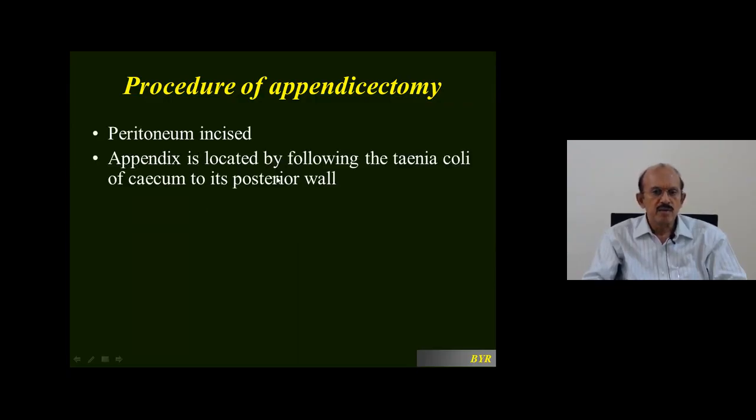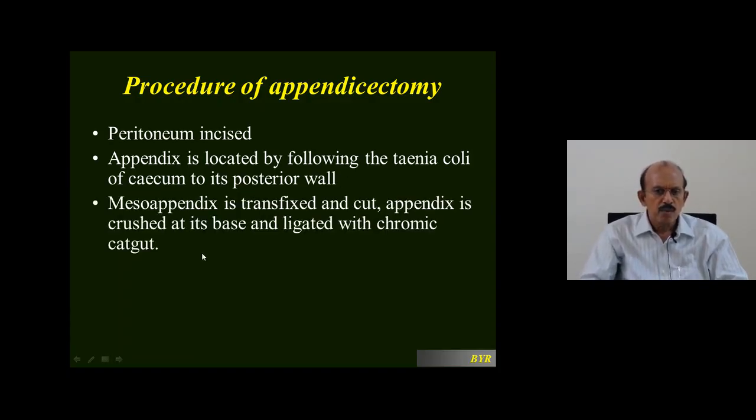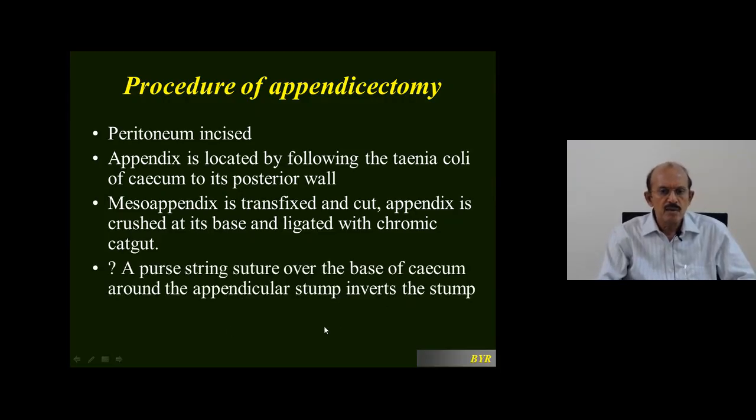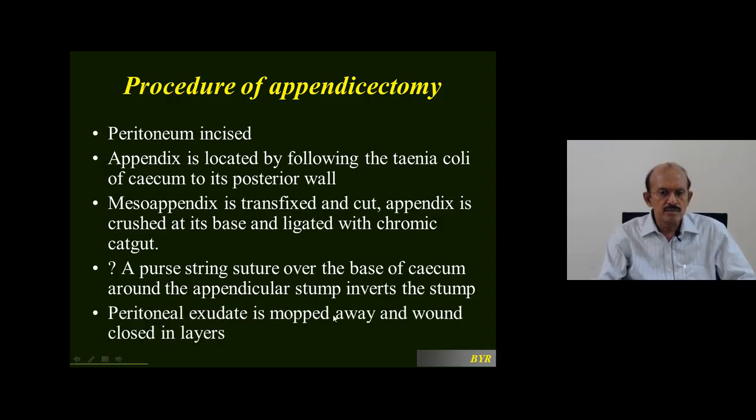Peritoneum is incised. Appendix is located by following the taenia coli of the cecum to its posterior wall. Mesoappendix is transfixed and cut. Appendix is crushed at its base and ligated with chromic catgut. A purse-string suture over the base of the cecum around the appendicular stump inverts the stump. Peritoneal exudate is mopped away and wound is closed in layers.